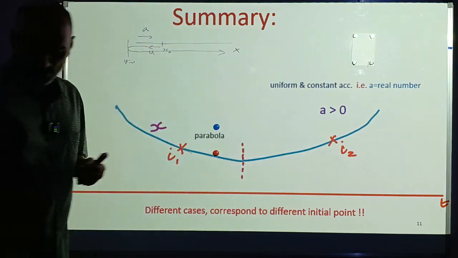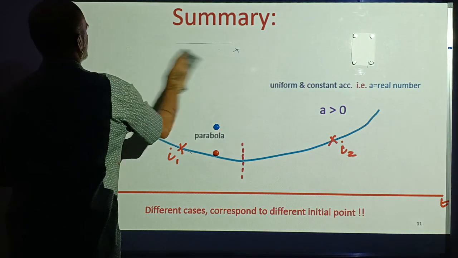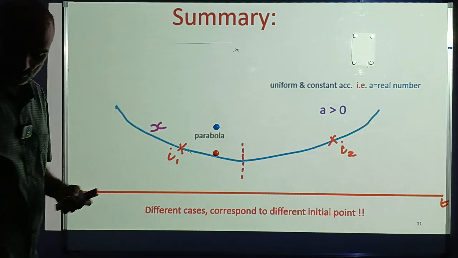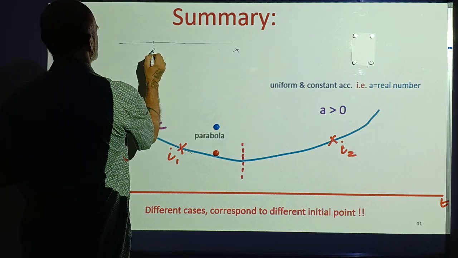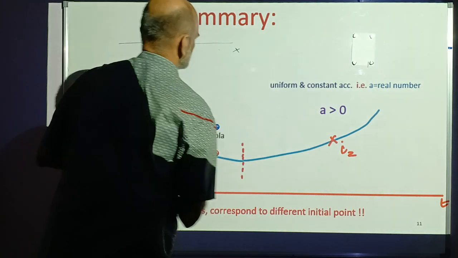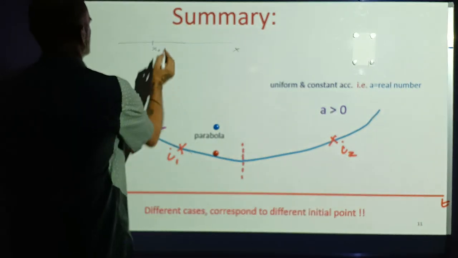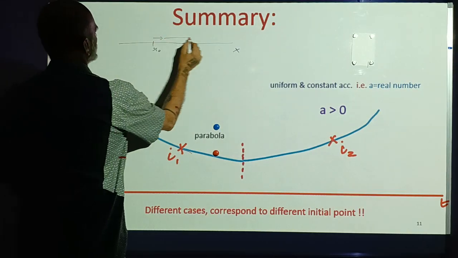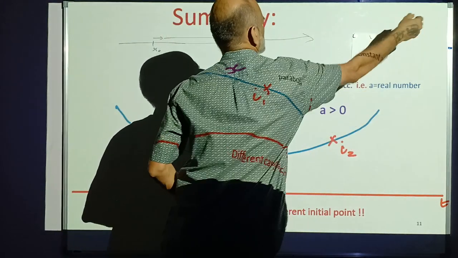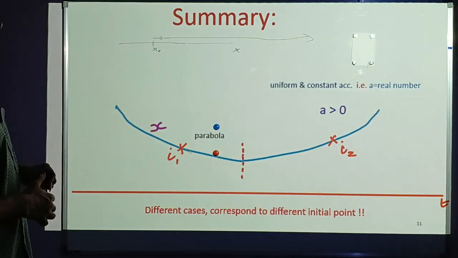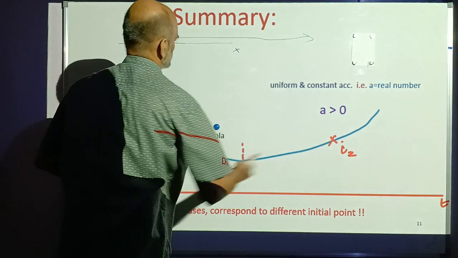But if it starts with a positive velocity, initially at x naught, corresponding to this case where the velocity is positive, that means it's moving towards the right. So it will keep on moving towards the right and won't come back. From here the motion is this way. So these are two possible cases: one, the initial velocity is negative, and the other, the initial velocity is positive.